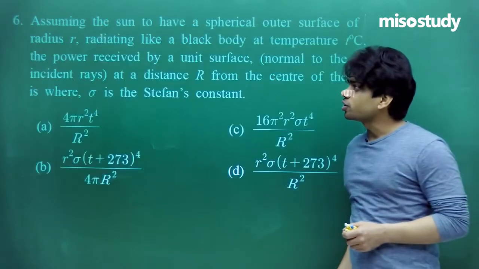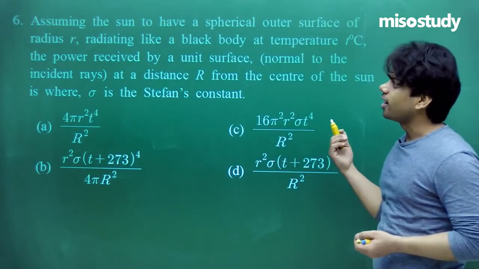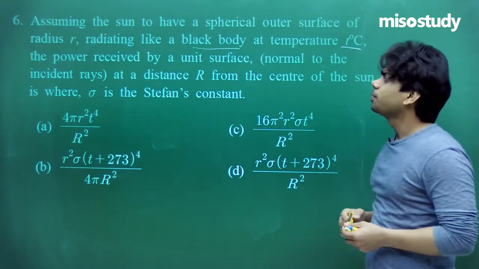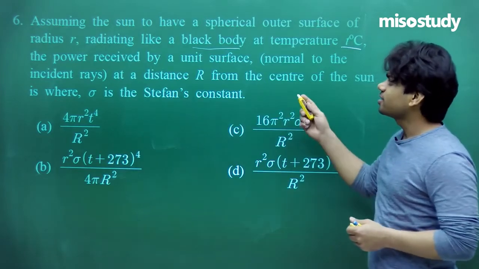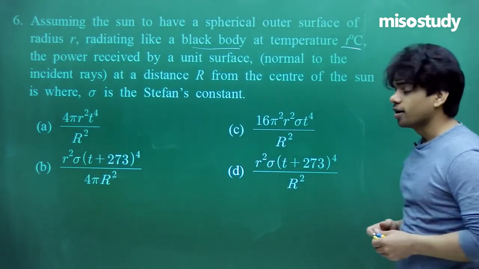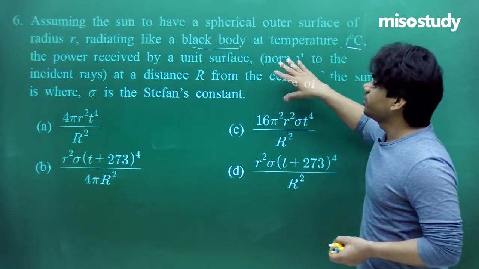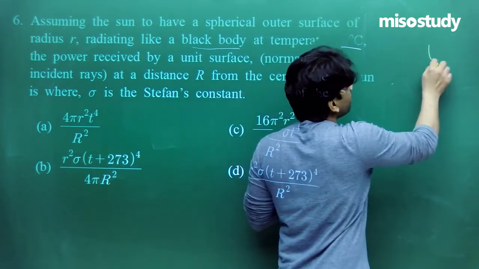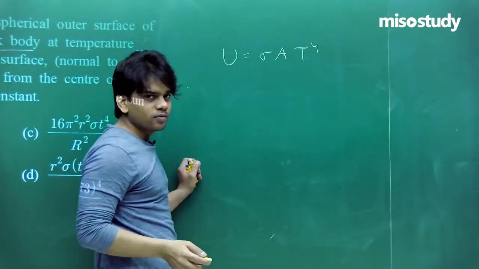Next question of the session, question number 6. Assuming the sun to have a spherical outer surface of radius r, radiating like a black body at a temperature T degrees Celsius, the power received by a unit surface normal to incident rays at a distance r from the center of the sun is, where sigma is Stefan's constant. First of all, we need to find out the power received by unit surface. The energy emitted is sigma A T to the power 4 by a black body. We know this.